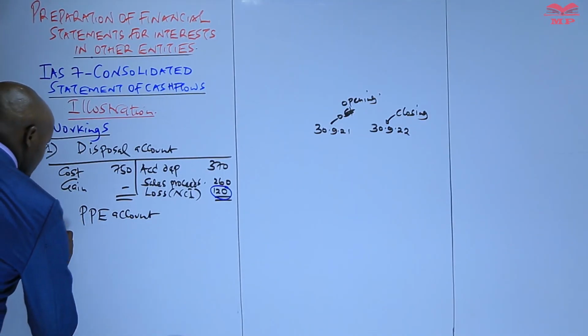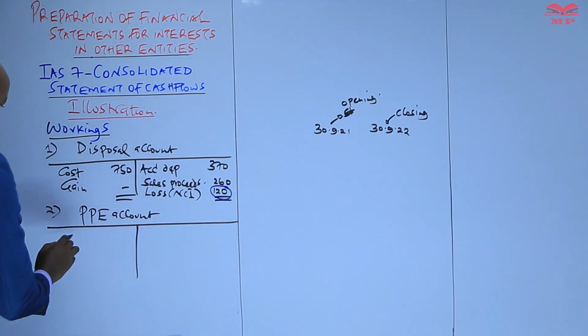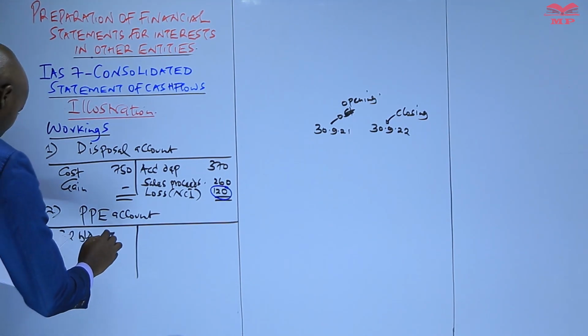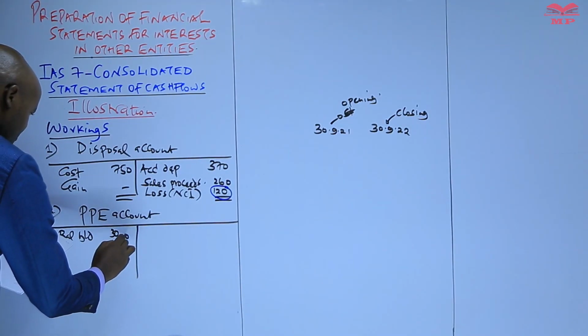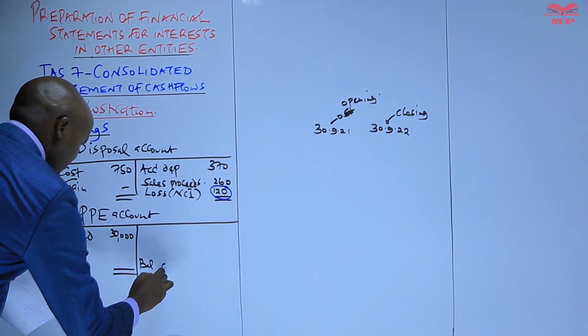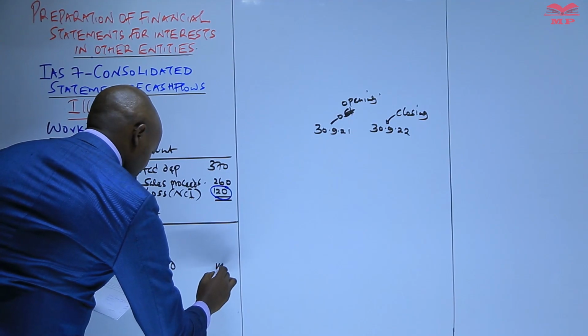In this particular account, we are going to prepare it at cost. So take into account this is an asset account. The opening balance should be on the debit side, and the cost of the PPE at the start of the year was 30,000. The cost of the PPE at the end of the year was 43,000.